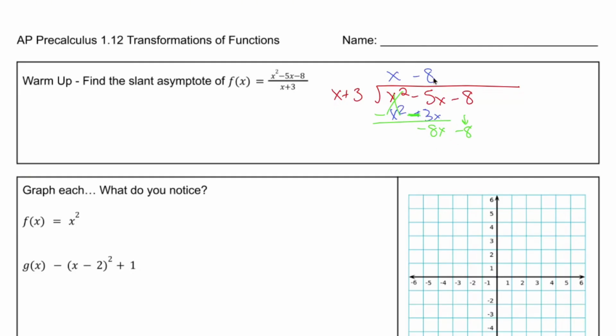We're given something in slope-intercept form. Y equals x minus 8 is going to be our slant asymptote.